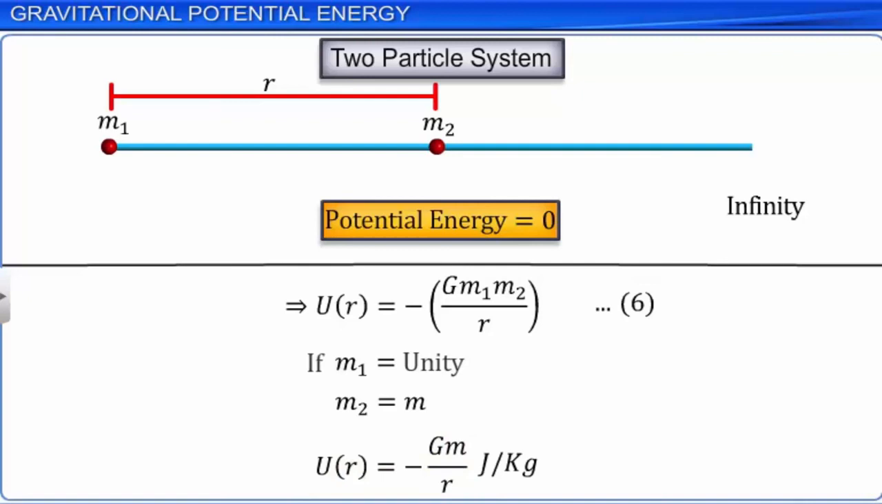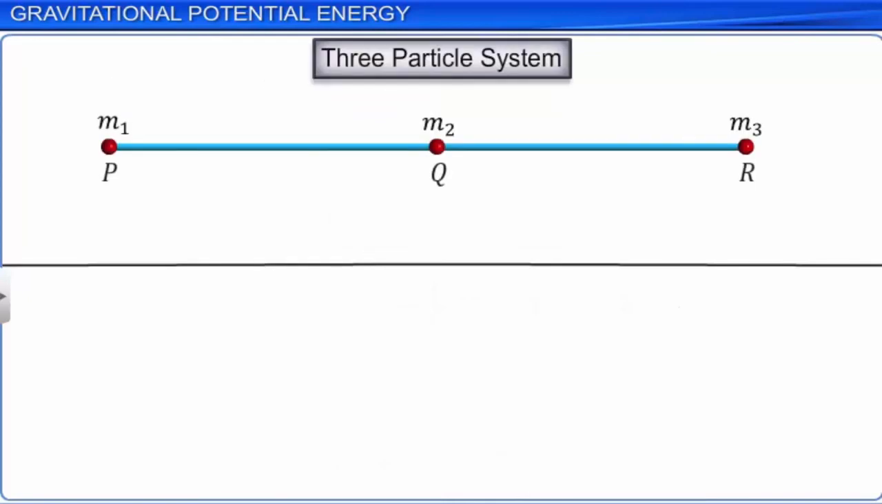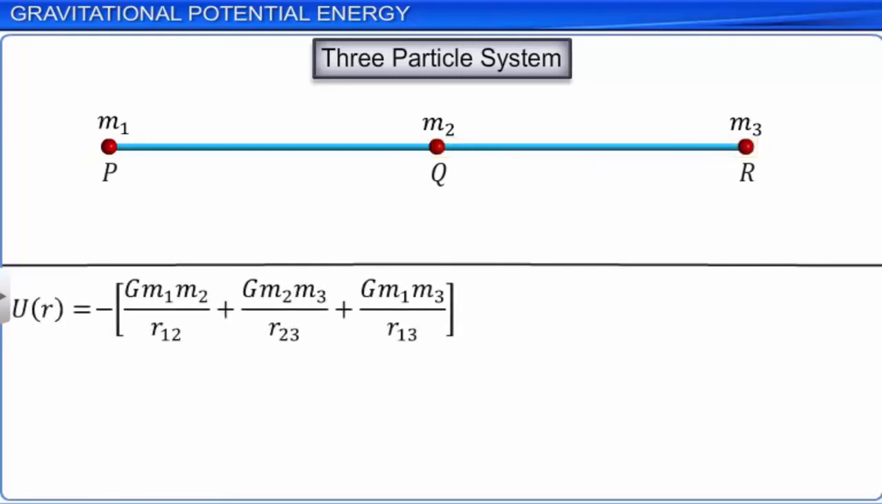Extrapolating this application of the superposition principle to an isolated system containing n number of particles, the total potential energy of the system of particles is equal to the sum of the energies of all the possible pairs of its constituent particles. Thus, you have learned about the gravitational potential energy in two-particle and three-particle systems.